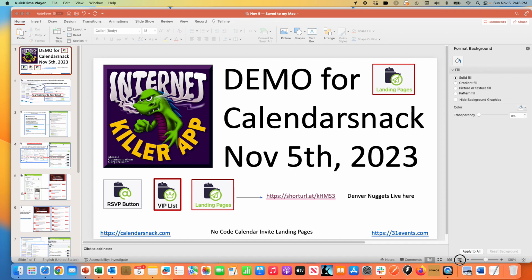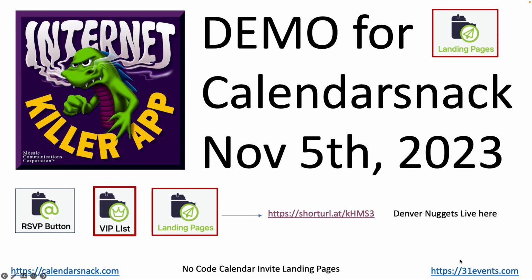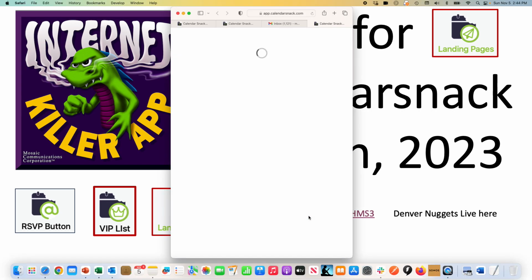I'm going to go to full screen here. Okay, so what we're going to do is a quick demo of Calendarsnack for landing pages. This is November 5th, 2023. This is a no-code calendar invite landing page demo. Ultimately, I built a super cool Denver Nuggets live page for you all to check out, and it's right here.